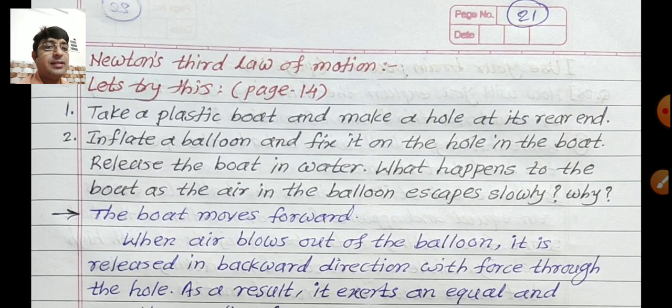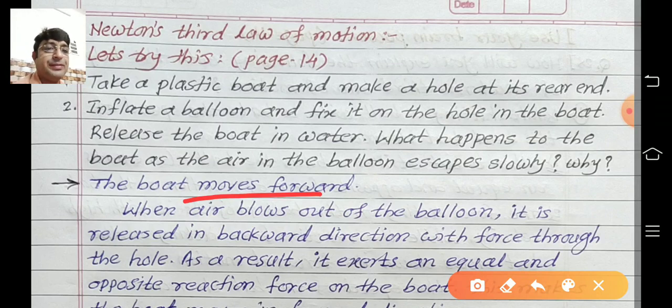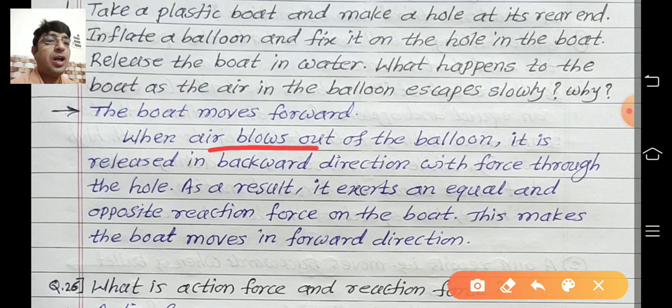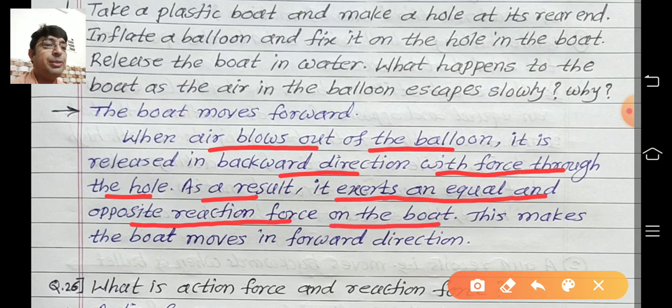Now see the answer. Due to that escaping air, the boat moves forward. Clear? When air blows out of the balloon, it is released in a backward direction with force through the hole. As a result, it exerts an equal and opposite reaction force on the boat. This makes the boat move in the forward direction.